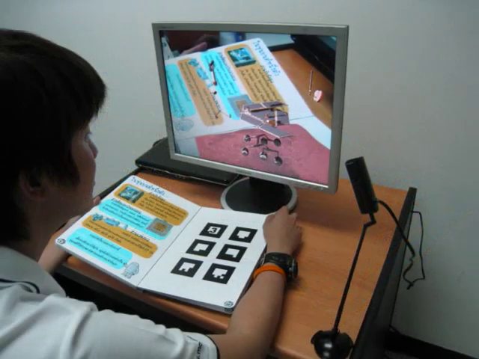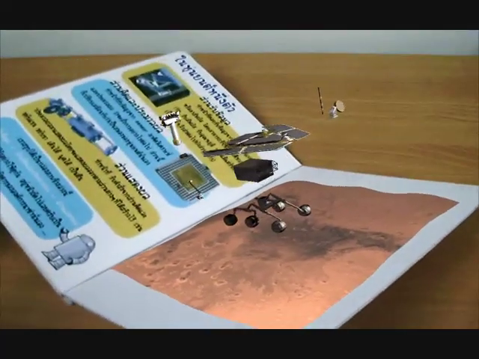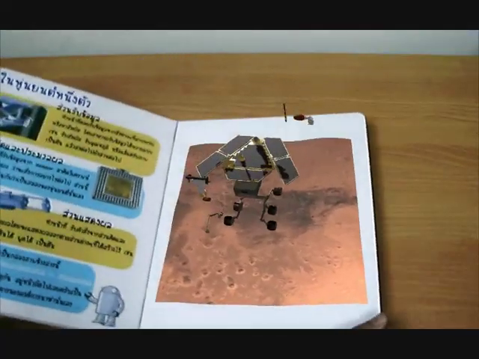This book, named Robots, is about, well, robots. It is aimed at a bit younger audience.